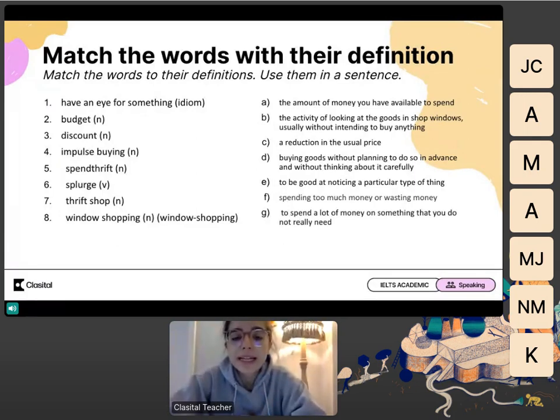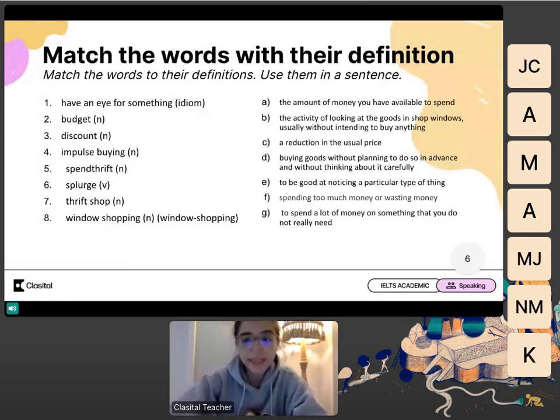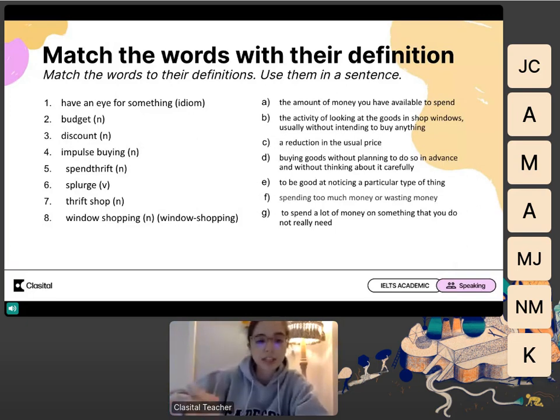Okay. And the next one, to spend a lot of money on something that you don't really need. So now I can say splurge. Yes, number six, splurge.